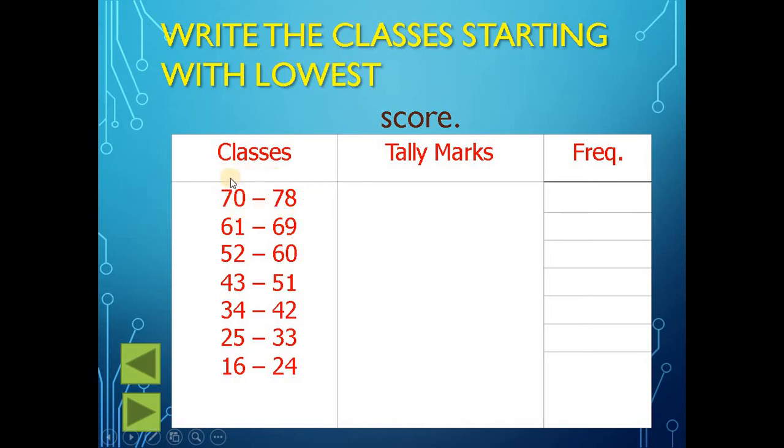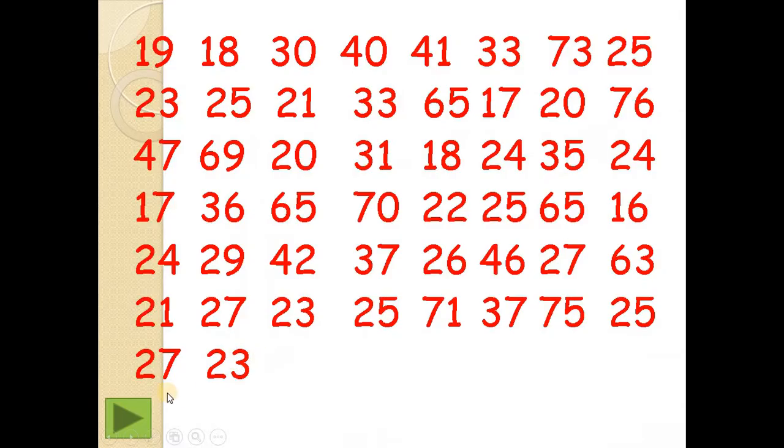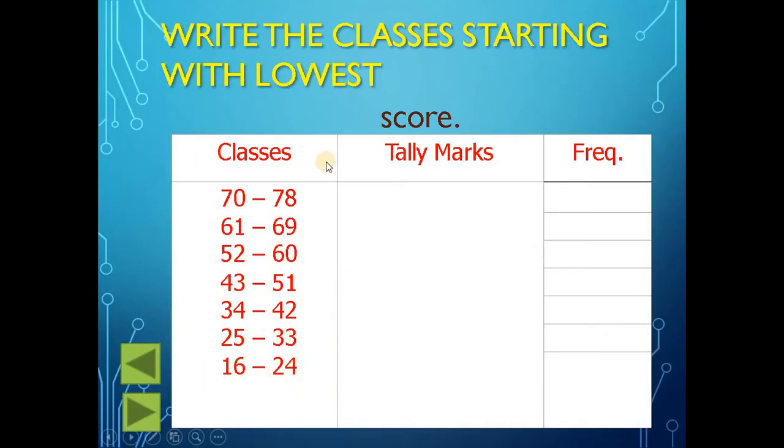Remember, let's try to start with 16. This is the smallest number, so we count from 16 going to 24. How many is that? That will be 9. So 16, 17, 18, 19, 20, 21, 22, 23, and 24. These are the 7 classes, and we have the 9 class width, sorry, and the range is 60. Okay, so let's continue with this.